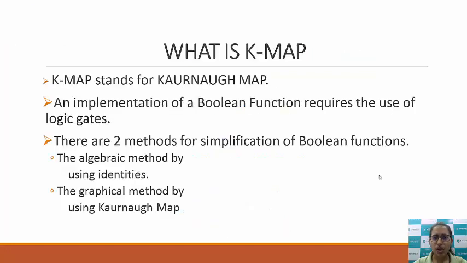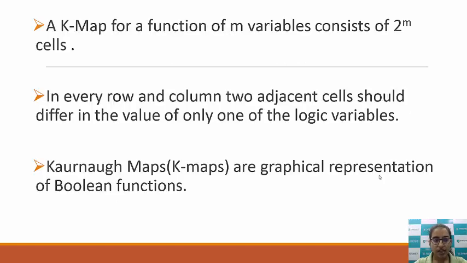So, what are K-maps? K-maps stands for Karnaugh maps. These are used to explain or reduce Boolean functions. There are basically two ways in which you can reduce a Boolean equation. One of them is the K-map, which we will use, and the other one is the algebraic method, in which we use the identities.